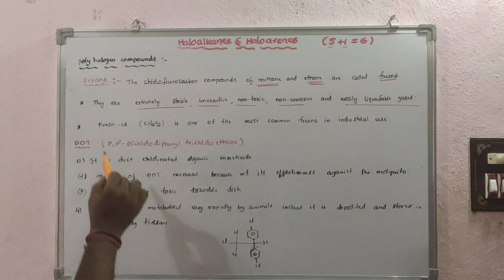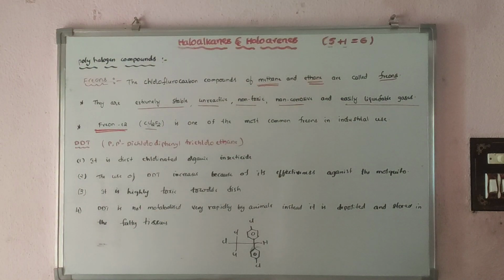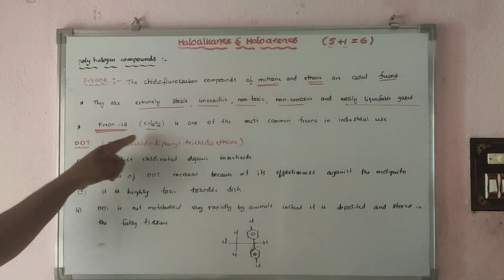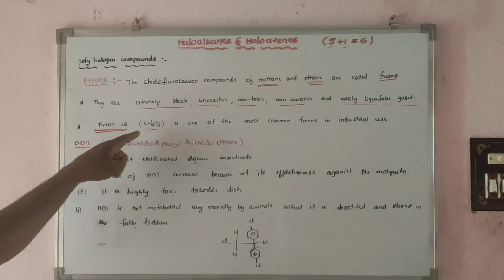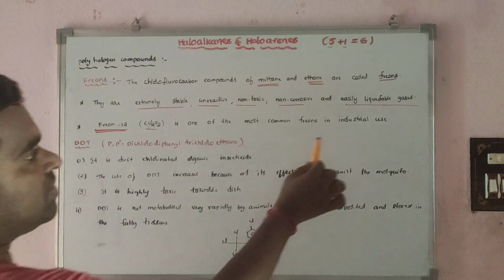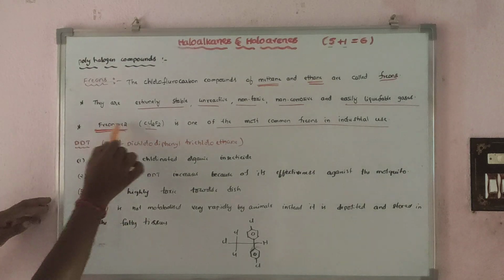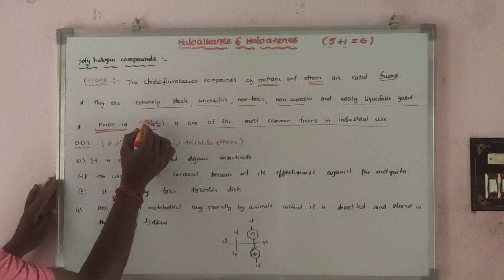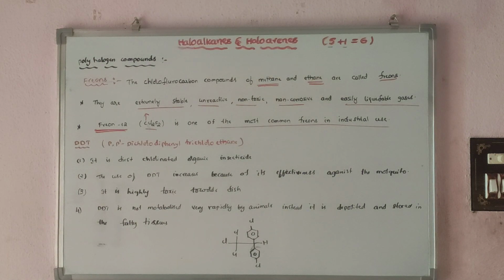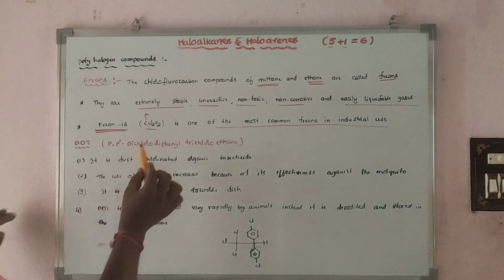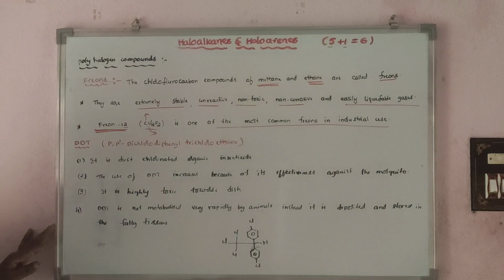Clear? And freon 12, CCl2F2, is considered as a freon 12. So the most common freons in the industry. And how will we consider this as freon 112? One indicates the number of carbon atoms. Clear? And the next one, the number of chlorine atoms present here is indicated by the 2.